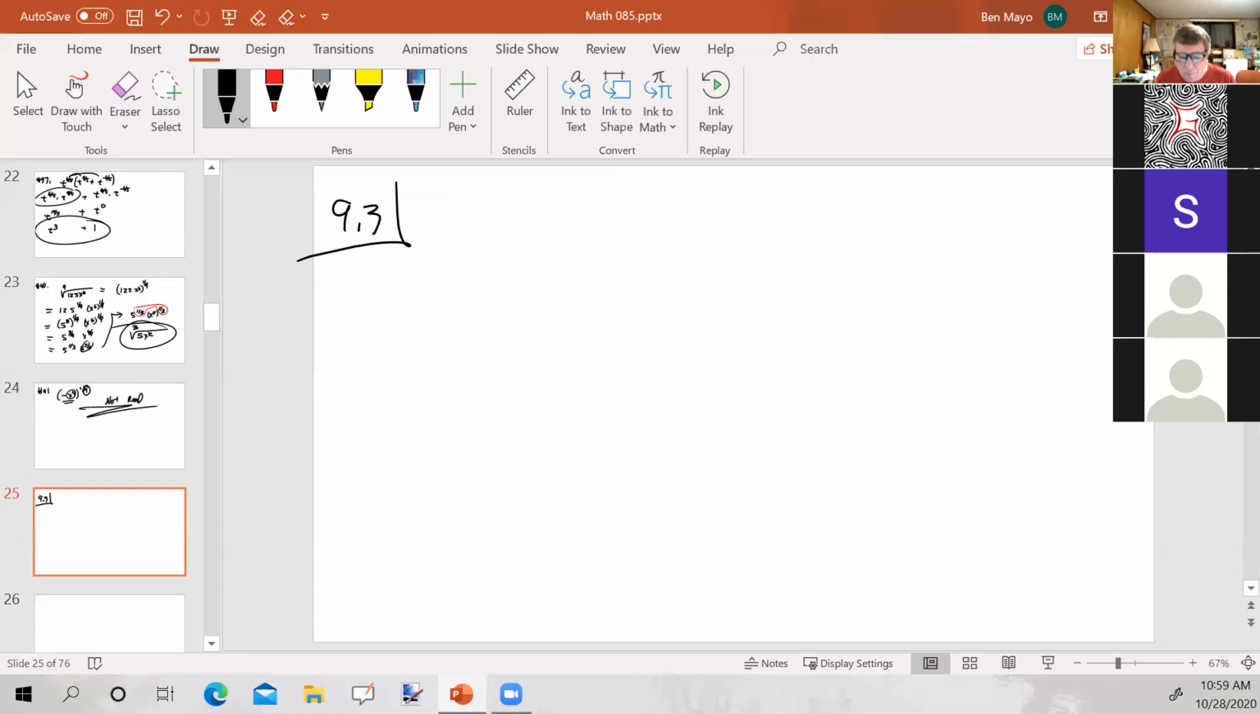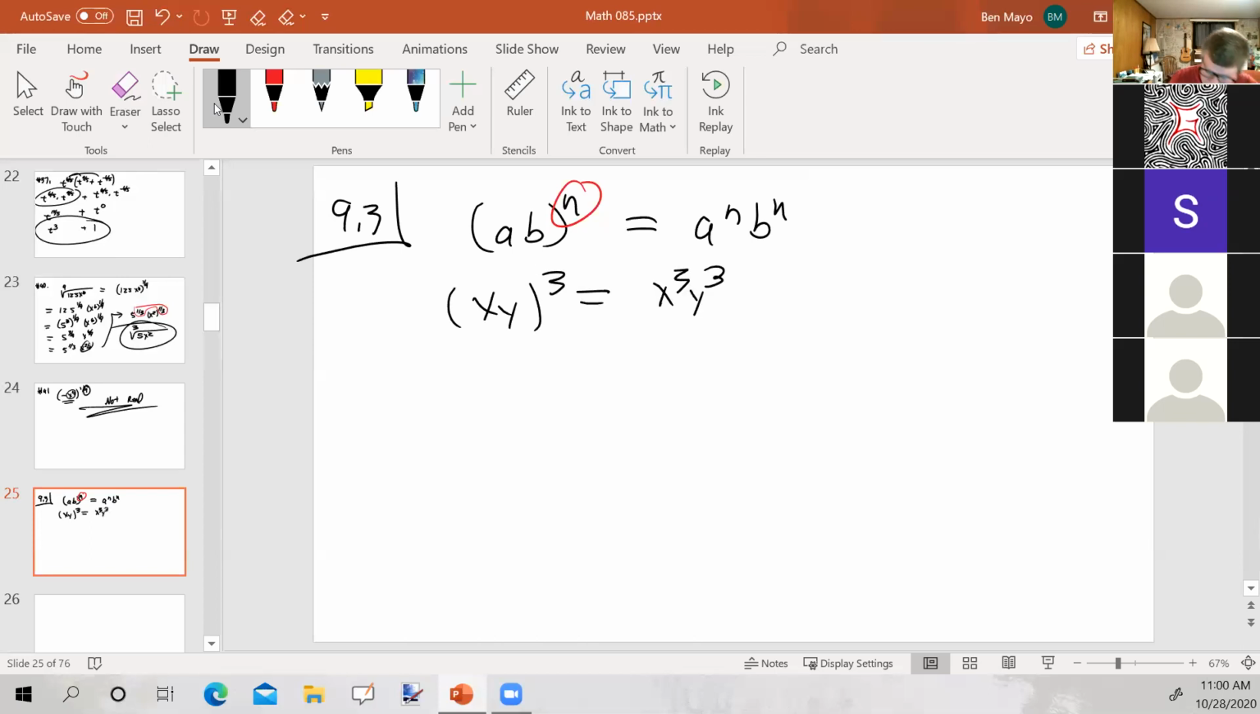There are two important rules in section 9.3, and you should, in fact, already know them, but not necessarily in radical notation. You should know them in exponential notation. Let me explain. Let's say we have a product to a power, like AB to the nth power. In this case, we attach the outside exponent to each factor inside. So AB to the n becomes A to the n times B to the n. For example, xy, the quantity cubed, is x cubed y cubed.